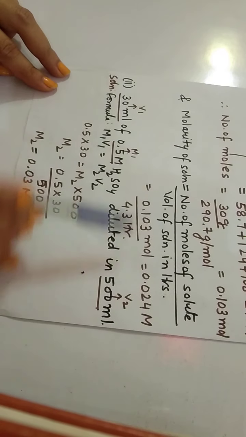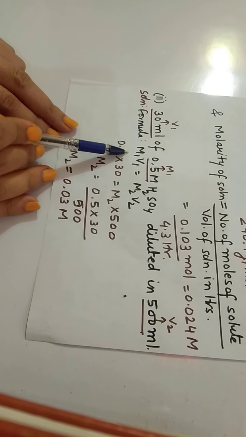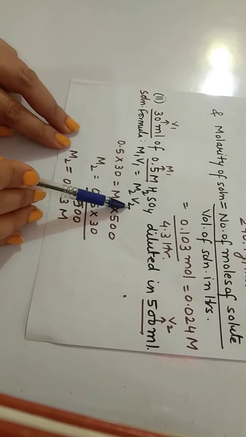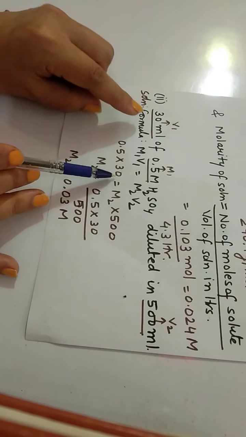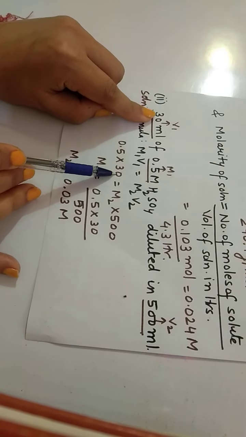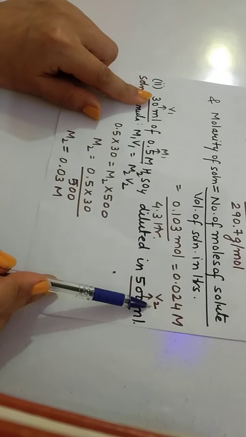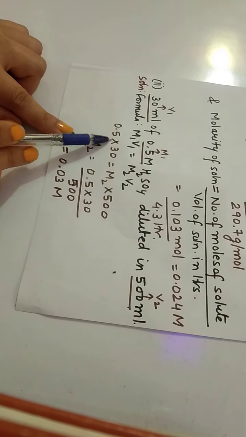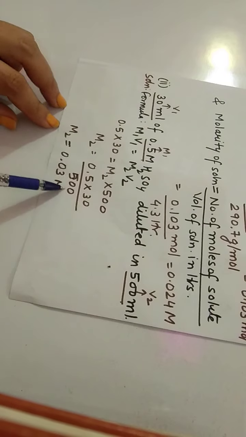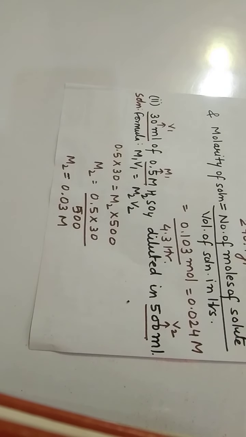So whenever three values are given, V1, M1, V2, the formula we will be using is M1 V1 equals M2 V2. M1 is 0.5 M into V1 is 30, which equals M2, which we need to find out, into V2, which is given as 500. So M2 will be 0.5 into 30 divided by 500. So M2 comes out to be 0.03 M. So that's all for this topic.